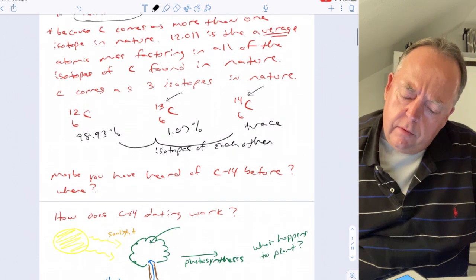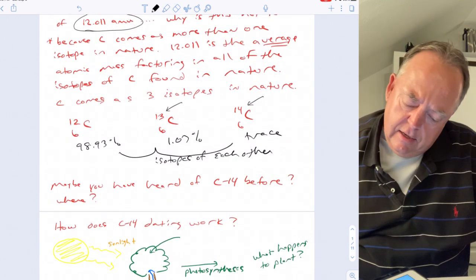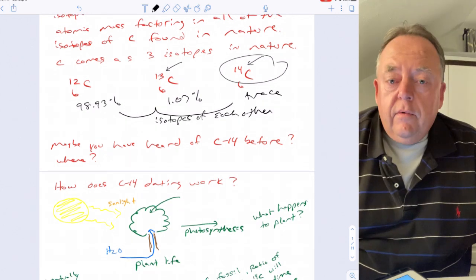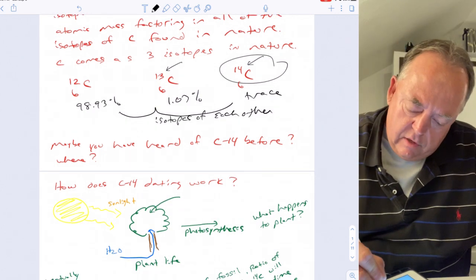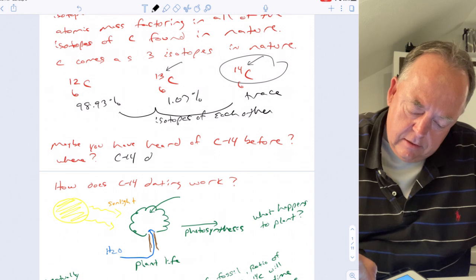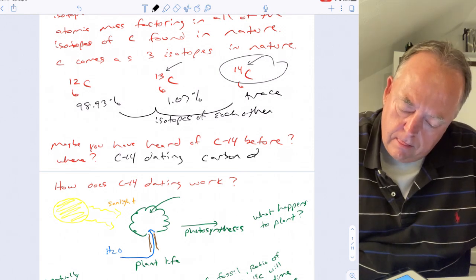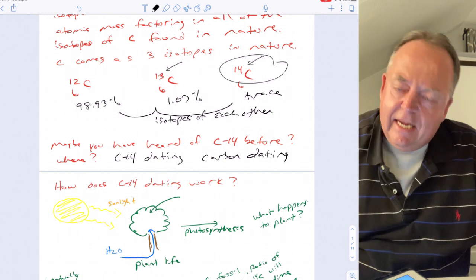So maybe you've heard of carbon-14 before. Where have you heard of carbon-14 before? Maybe you've heard of C14 dating, or simply carbon dating. How does that work?